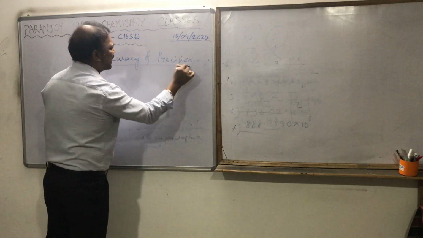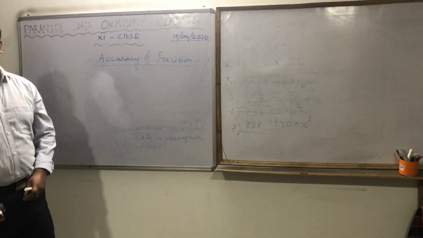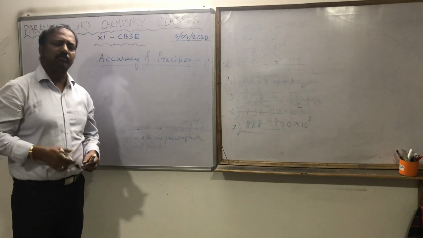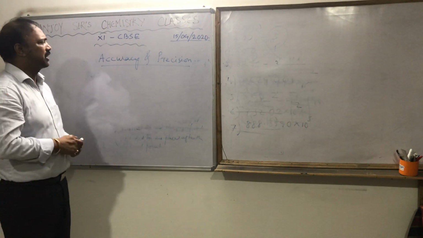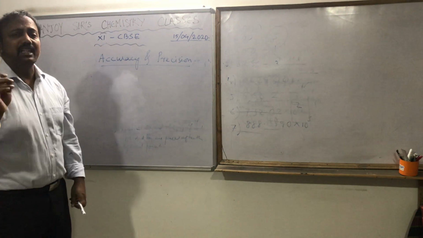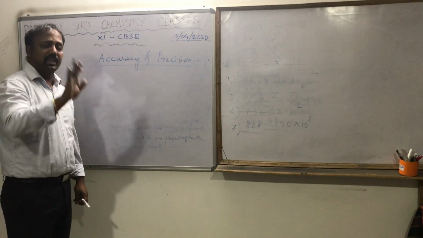So obviously they sound very similar. There is a very faint difference between these two terms, accuracy and precision. Okay. Now what is accuracy? What is precision? Please understand it.